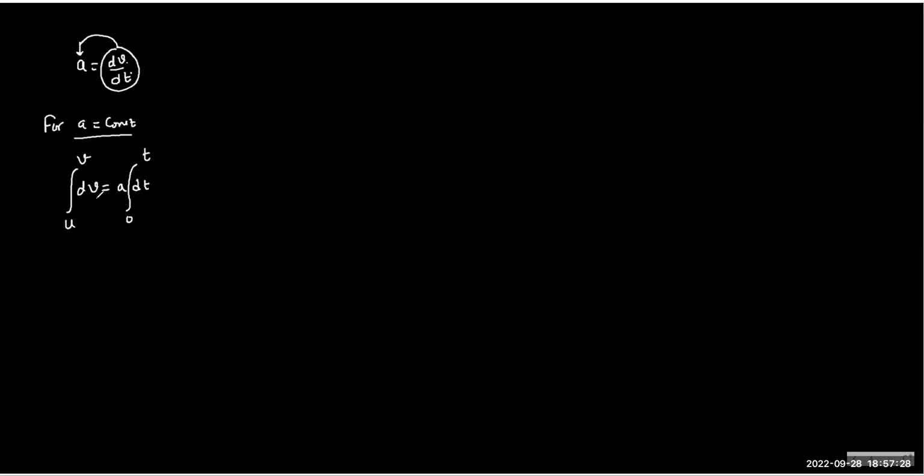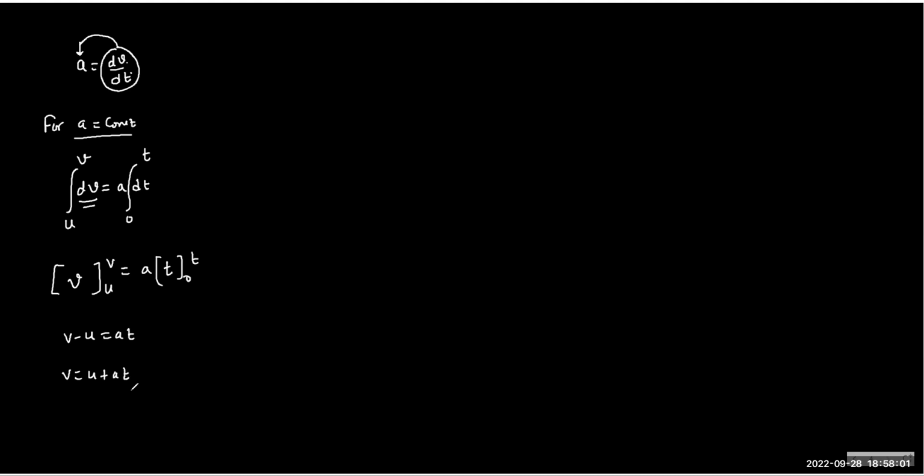The LHS dV will give you integration V, and the limit of integration is U to V. A is anyway a constant. What is the dt integration, guys? T. And then we use the limit, upper limit minus lower limit, right? So what we will get here? V minus U equals to AT. And so we get the first kinematical equation, V equals U plus AT.